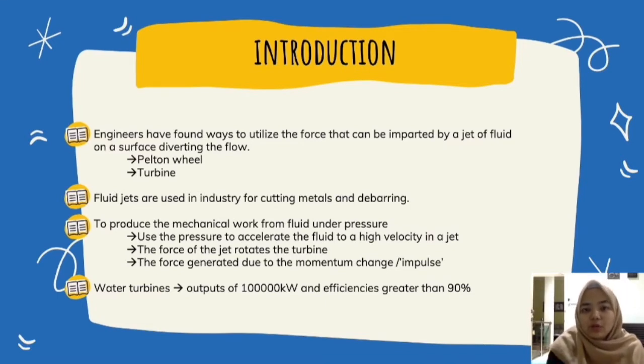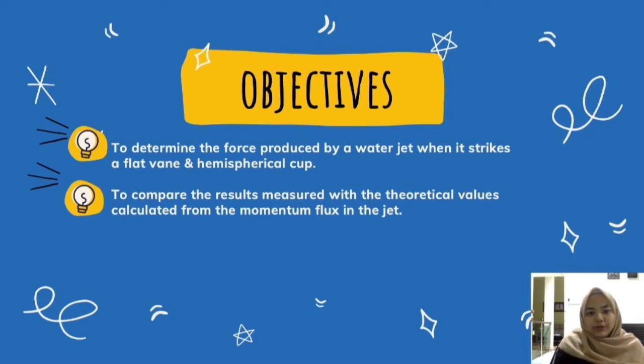One way of producing mechanical work from fluid under pressure is to use the pressure to accelerate the fluid to a high velocity in a jet. When directed onto the vanes of a turbine wheel, the force of the jet rotates the turbine. The force generated is due to the momentum change or impulse that takes place as the jet strikes the vanes. Water turbines working on this impulse principle have been constructed with outputs of the order of 100,000 kW and with efficiencies greater than 90%. The objective of this experiment is to determine the force produced by a water jet when it strikes a flat plate and a hemispherical cup, and also to compare the measured result with a theoretical value calculated from the momentum flux in a jet.